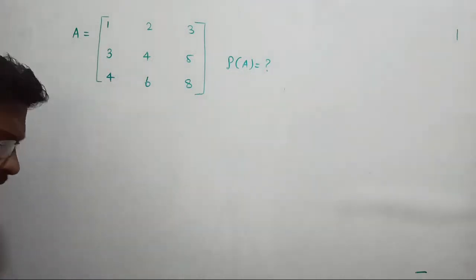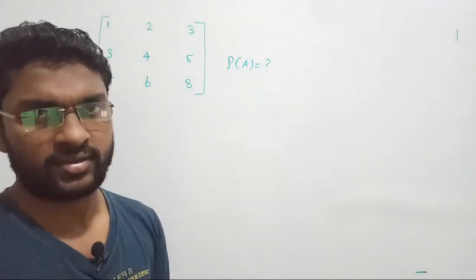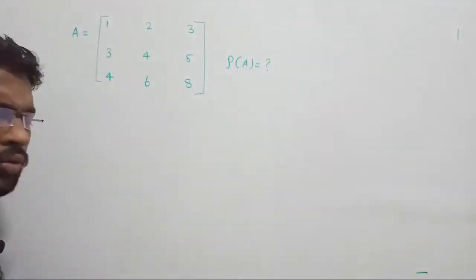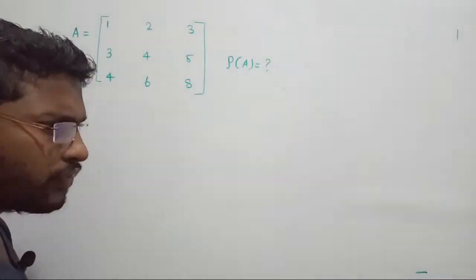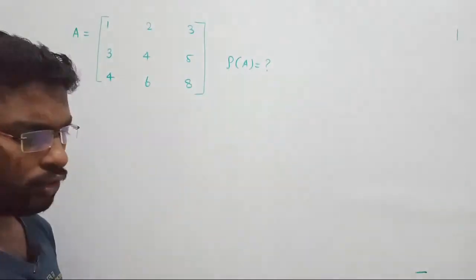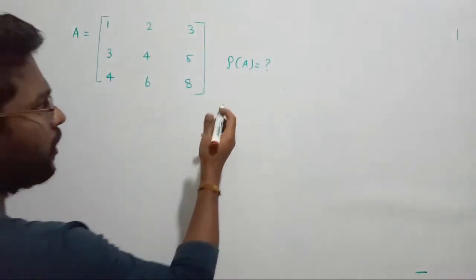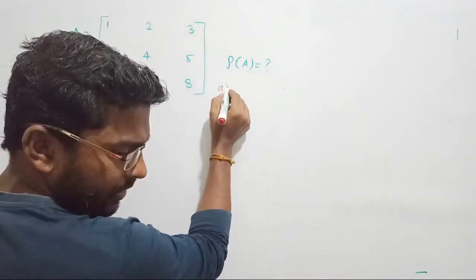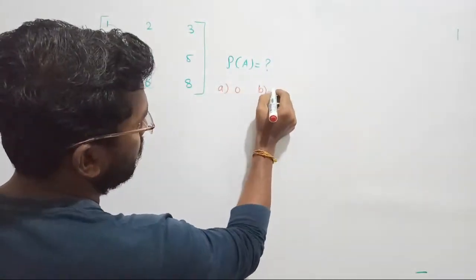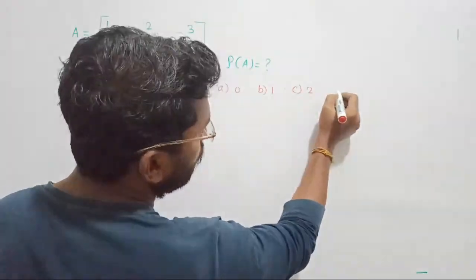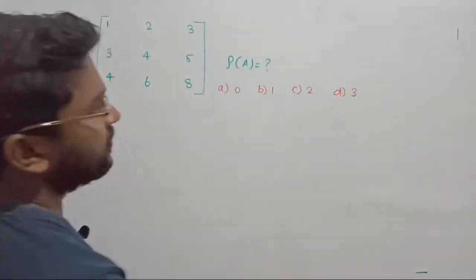In order to find the rank of the matrix, we have two methods. But I told you, go with method 1. If you want to go with the echelon form, you can proceed. It's up to you, you have to decide that. Anyway, the options are given as option A 0, option B 1, option C 2, option D 3. That is the given question.